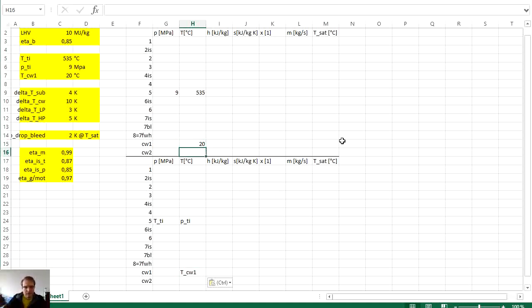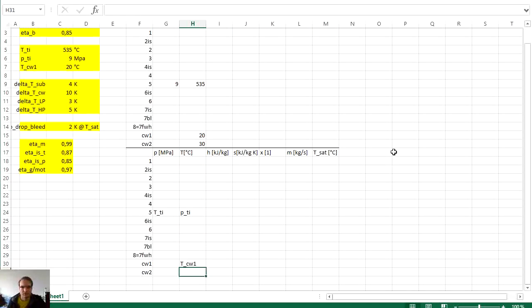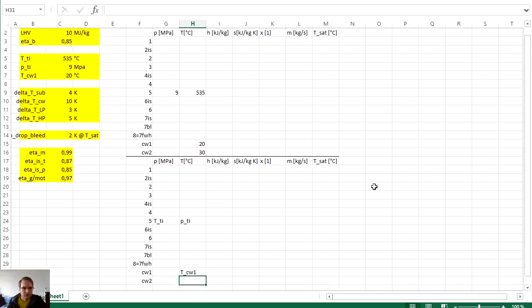Now the cooling water outlet temperature would be the cooling water inlet temperature plus the specified temperature difference on the cooling water, where we have specified that it will heat up by 10 degrees C. So TCV2 equals TCV1 plus delta TCV.